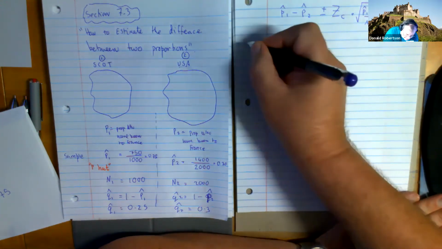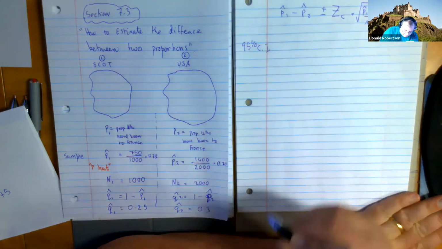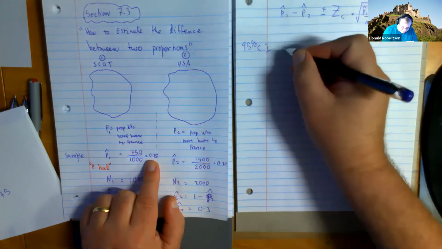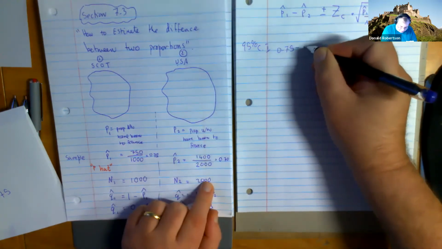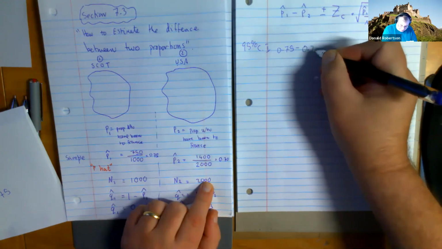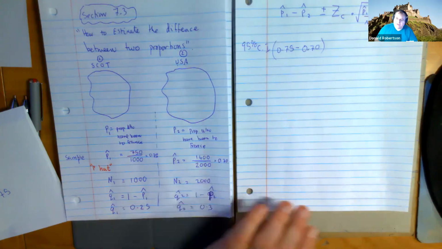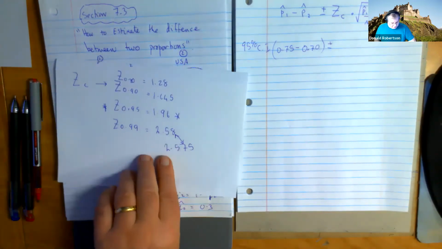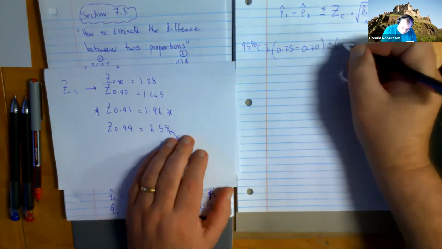So we're going to do a 95% confidence interval. I think that's what Chris said. So P1 hat is 0.75, take away the American P, which is 0.7. I'll just put a little bracket around that to emphasize it. Plus or minus, the magic z-score for 95% is 1.96.